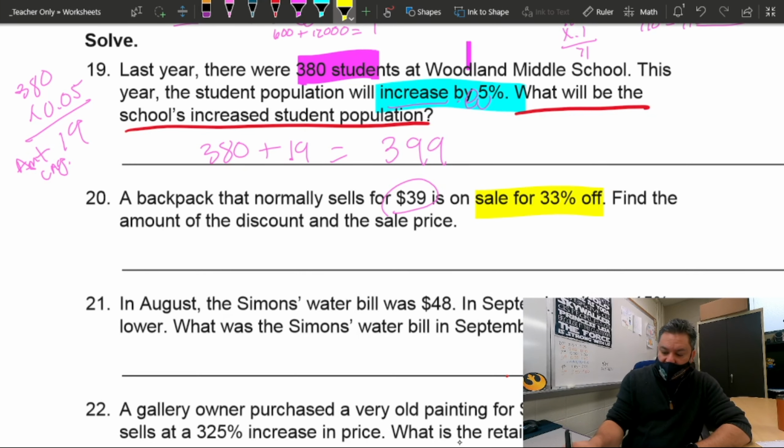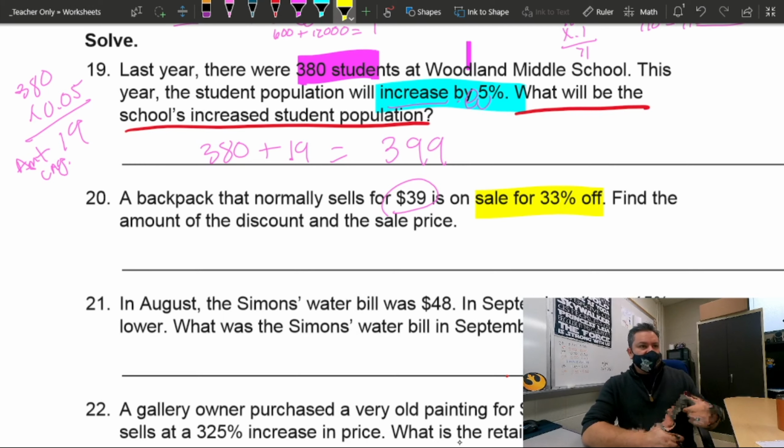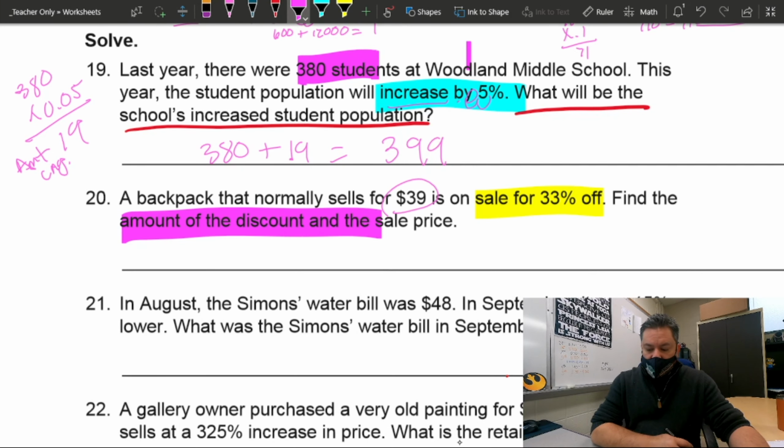Number 20. A backpack that normally sells for $39, that's my original amount, is on sale for 33% off. What does on sale or off mean? So add or subtract? Subtract is a decrease, right? Find the new amount. Find the amount of the discount and the sales price. So we need to find the amount that is going to change and the new price.